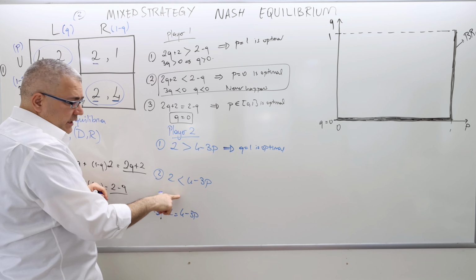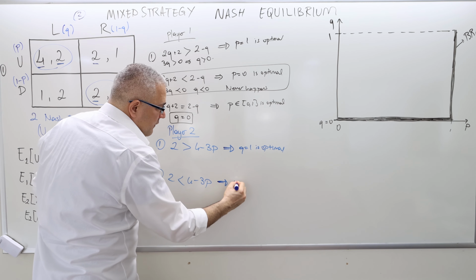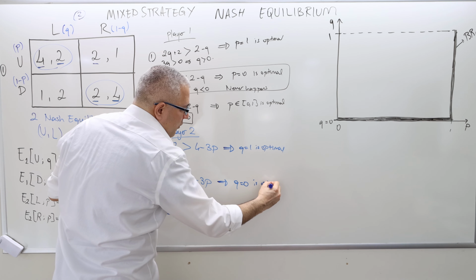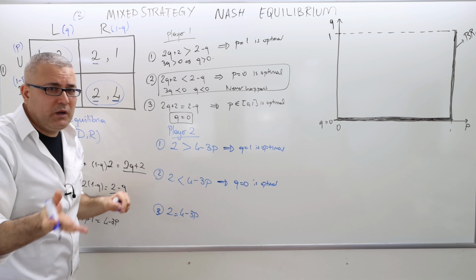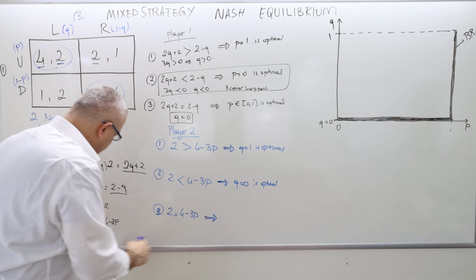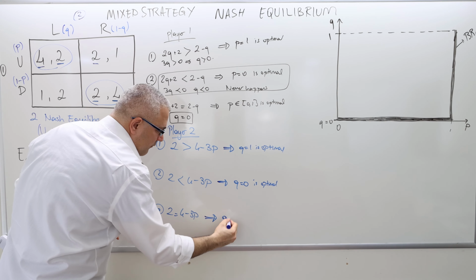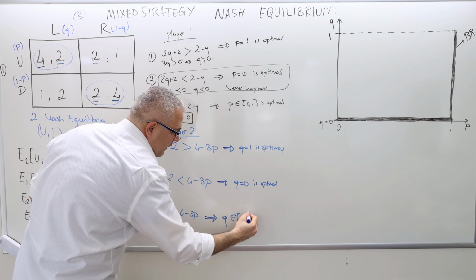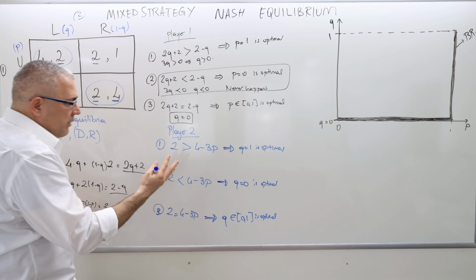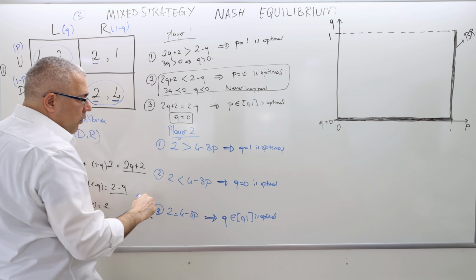If the reverse of this inequality holds, that means Q equals 0 is optimal. I mean, the reverse of Q equals 1 is Q equals 0. And whenever you're indifferent, any Q between 0 and 1 is optimal. All right? The question is, when do those inequalities hold?